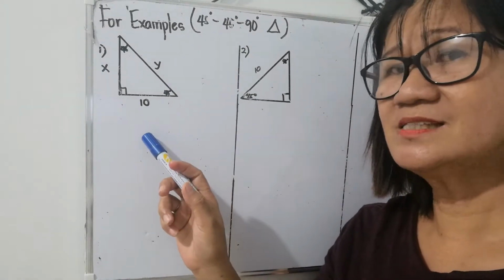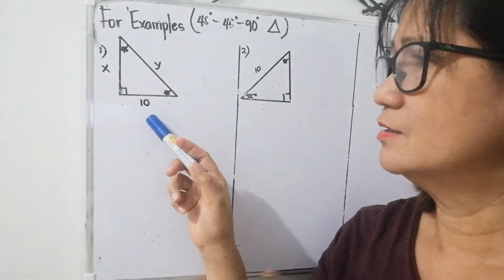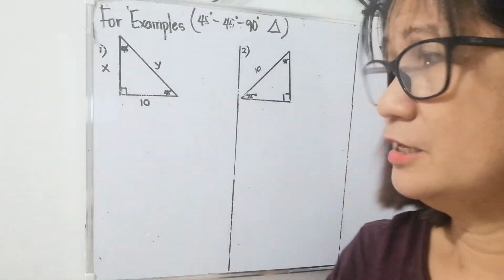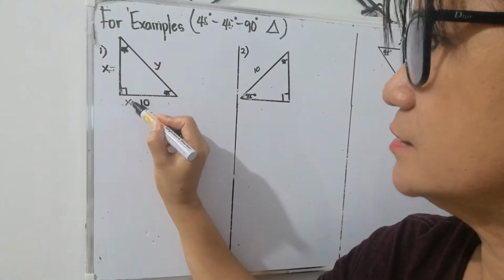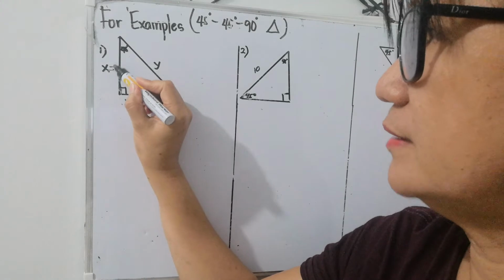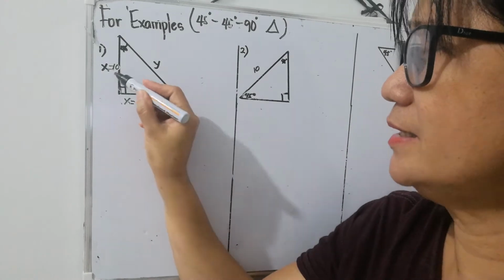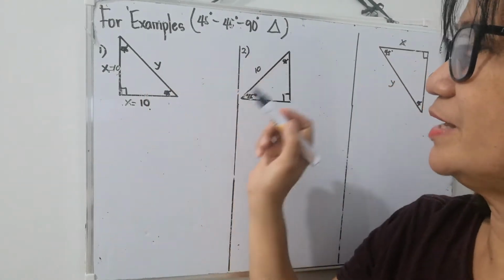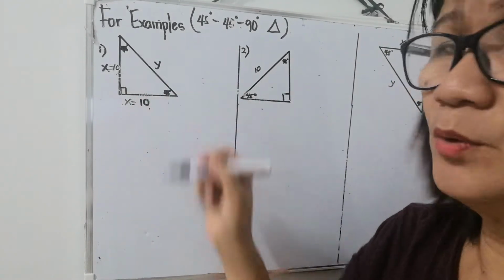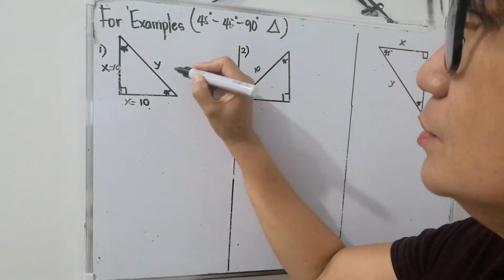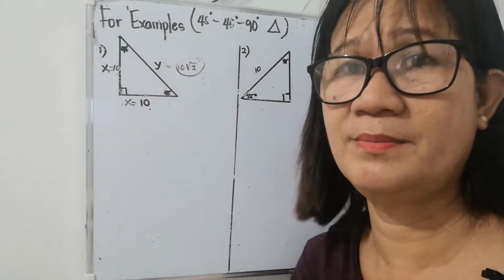So, in this example, one of the legs is given. Okay? So, ano nga yung sabi natin kanina? If one of the legs, kasi kung ito ay x, this is also x. If this is 10, this is also 10 units. Okay? Because the two legs of a 45, 45, 90 are congruent. How about the hypotenuse? What is the length of the hypotenuse? It is equal to 10 square root of 2. O, diba? Hindi nyo na kailangan gumamit ng formula.